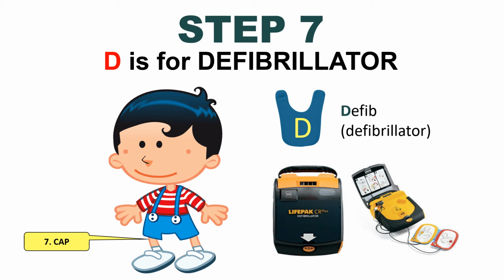Step 7. D is for defibrillator. Position 7 was the kneecap, and we shortened that to just cap. So 7 is cap. Here we had the image of a baby's bib with the letter D on it. D-bib. This represented defib, or defibrillator. A defibrillator should be attached to your casualty as soon as possible if there's one available. But don't worry, just continue CPR until the ambulance arrives and they will have a defibrillator that they can attach to your casualty.